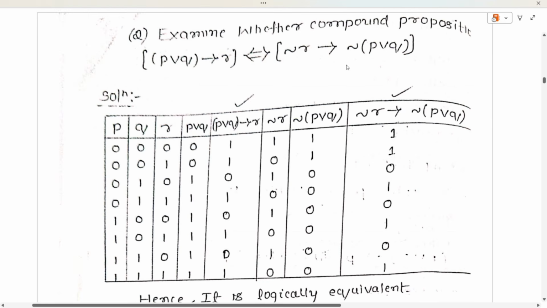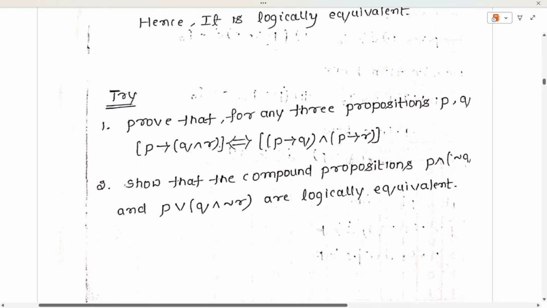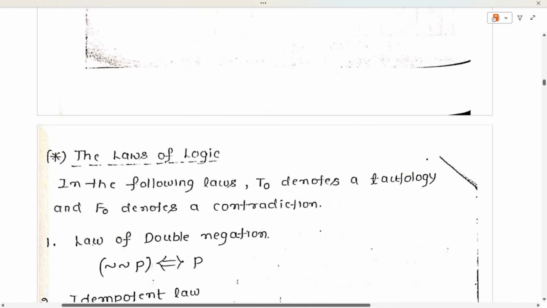Next, examine whether the compound propositions are logically equivalent. That means you will have this value and this value. If you get the same value, you just apply the operation. If you get both values the same, you say they are logically equivalent. You can try this also.